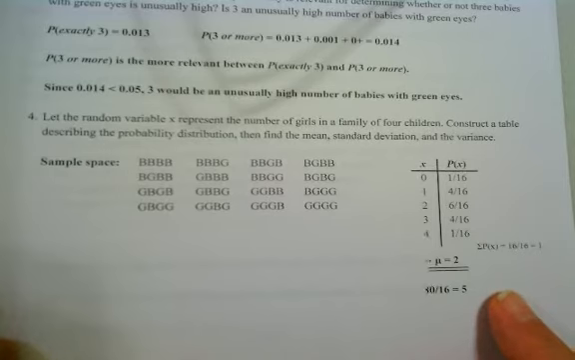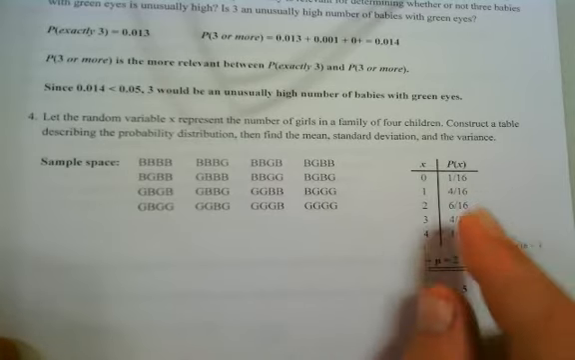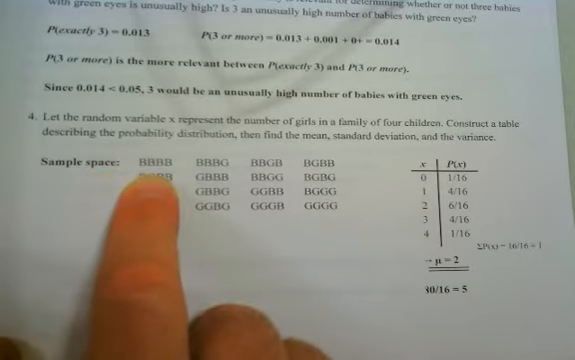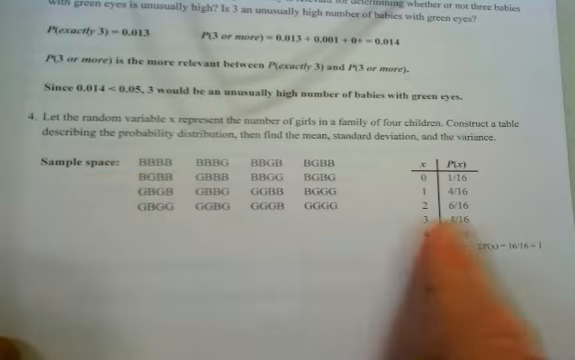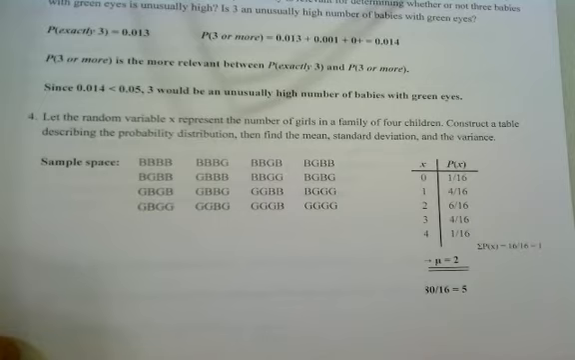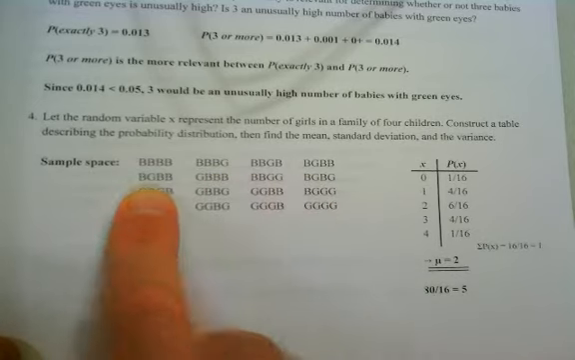Now, then we want to build our table, and here's where we're building our table over here. So the key is the x is, in this case, the number of girls. That's all B's, so that's no girls. So there is 1 case out of the 16 that had no girls. Okay, then you have to do how many cases had 1 girl. That has 1 girl, that has 1 girl, that has 1 girl, and that has 1 girl.